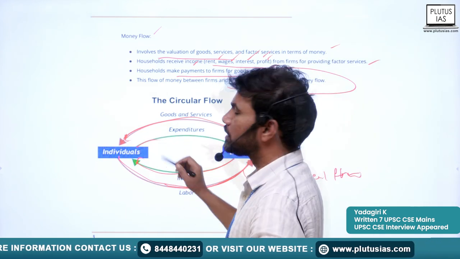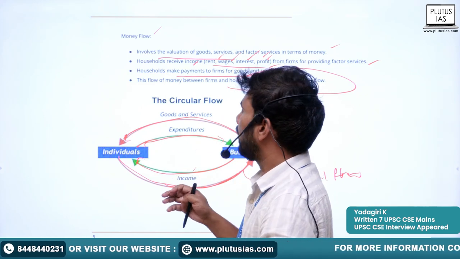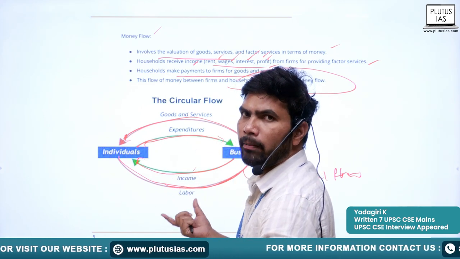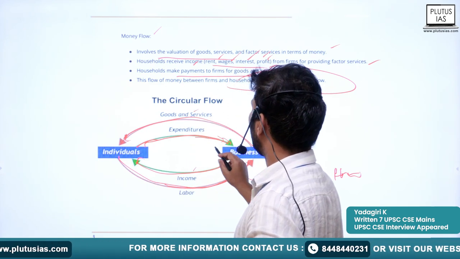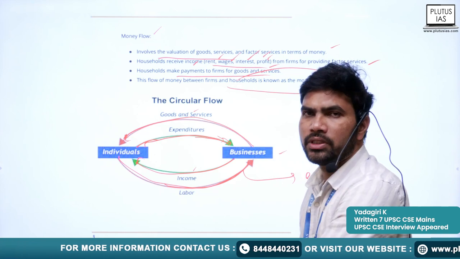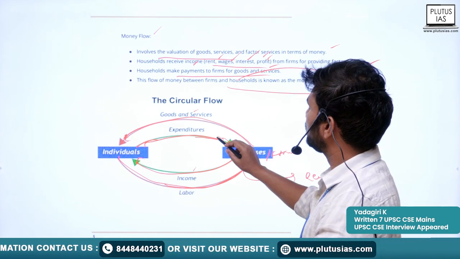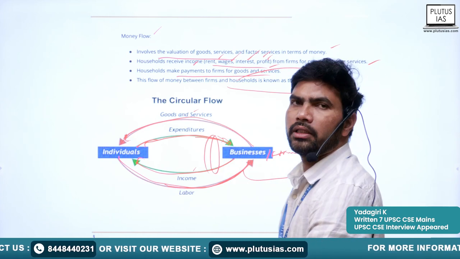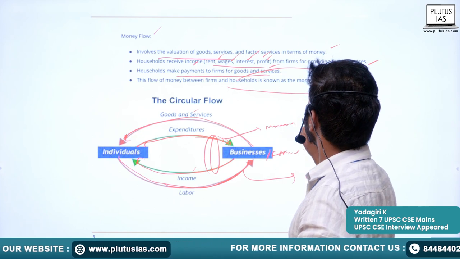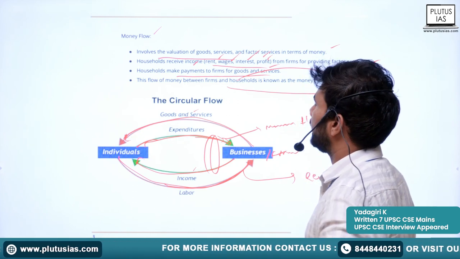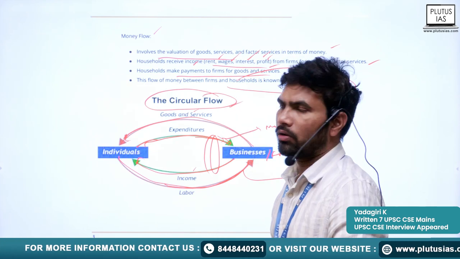And to purchase goods and services, the households are spending money for purchasing the goods and services. So in this way, the money is being transferred to business or firms. These two that are depicted in the green color are known as money flow. Right. So this is known as the circular flow of economy.